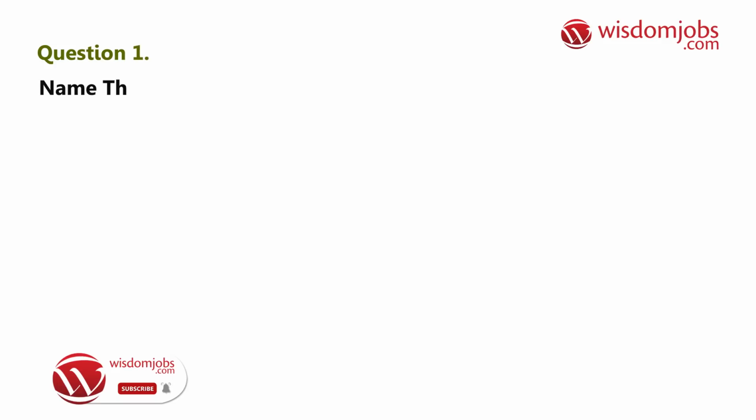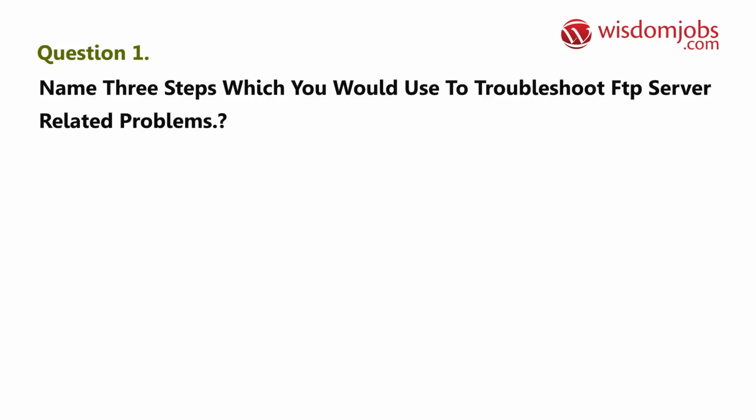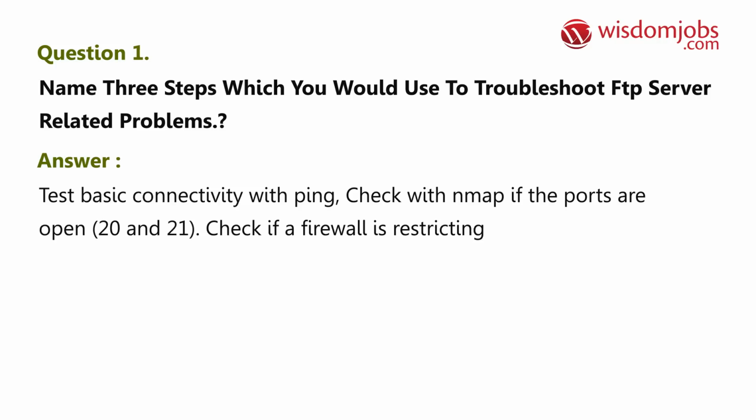Question 1. Name 3 steps which you would use to troubleshoot FTP server related problems. Answer. Test basic connectivity with ping. Check with NMAP if the ports are open, 20 and 21. Check if a firewall is restricting traffic to the server.